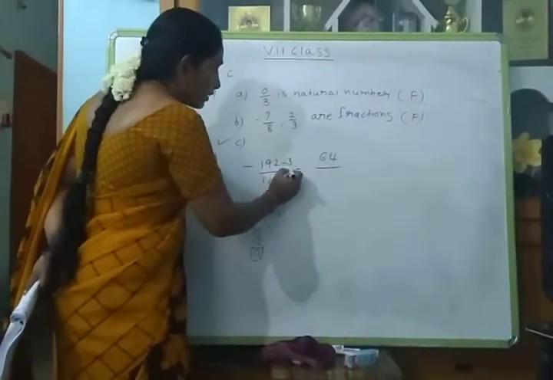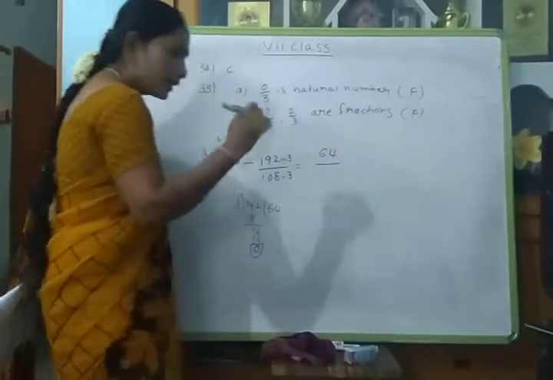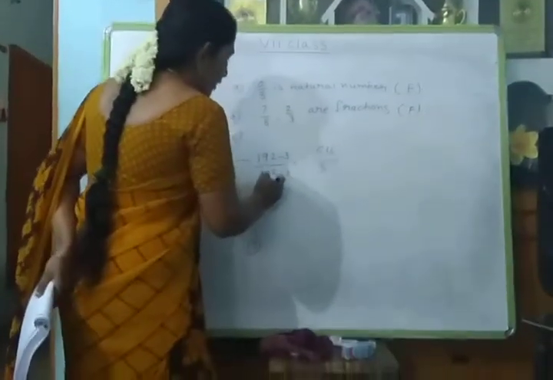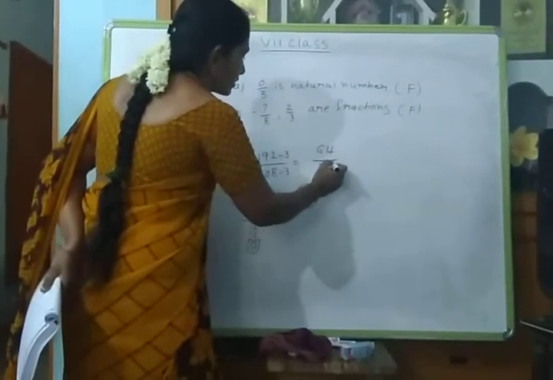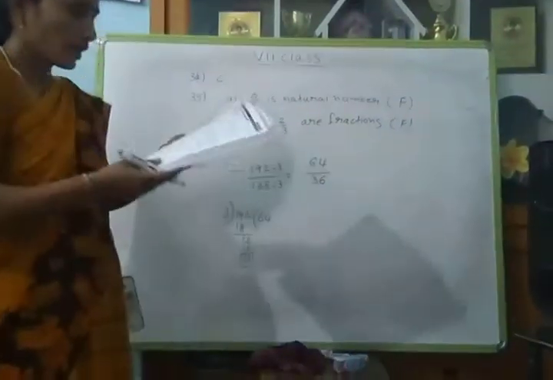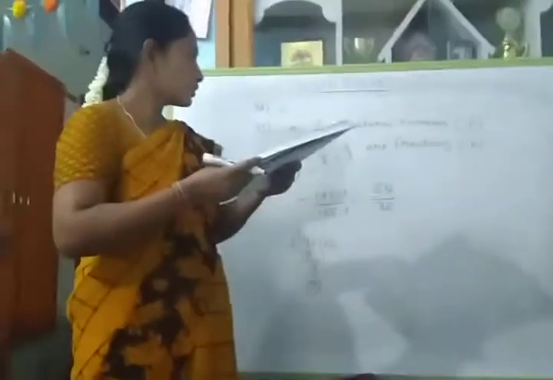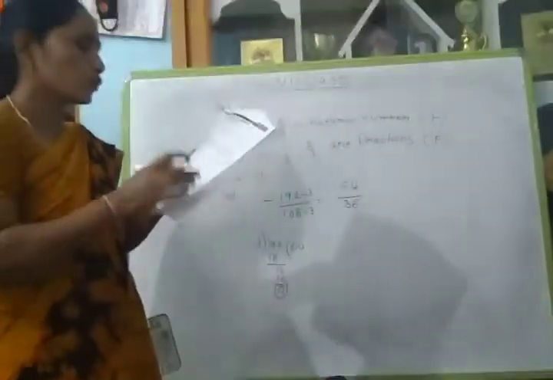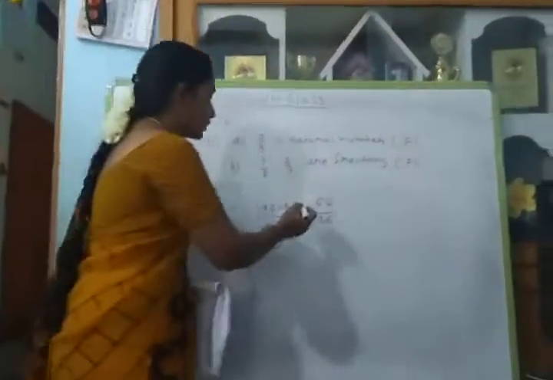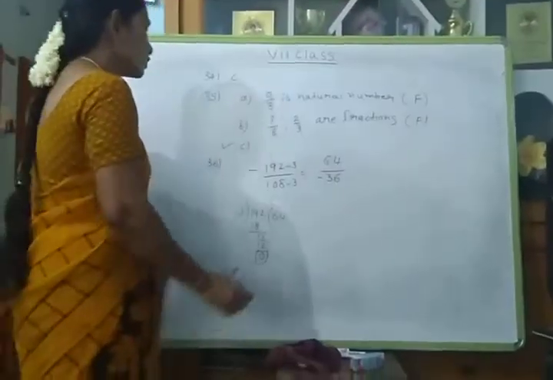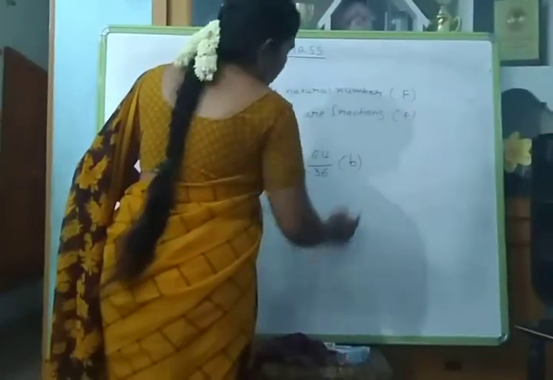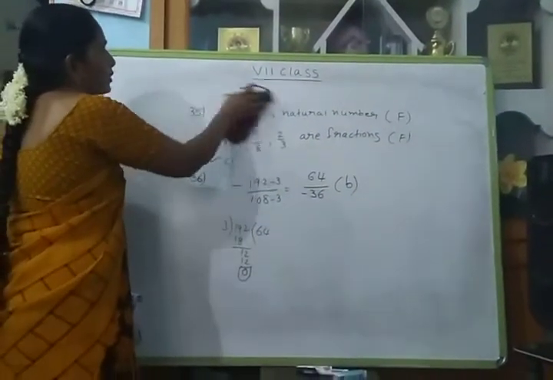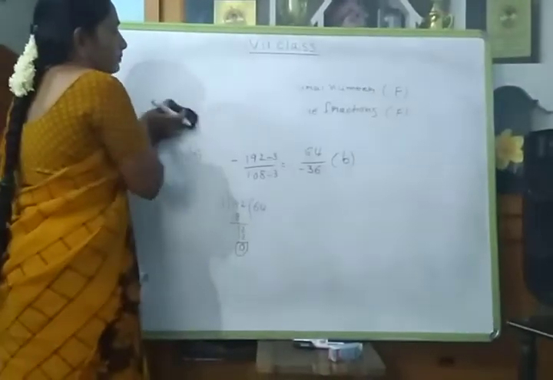Then equivalent means we have to divide the denominator also with the same number. So here the 3 table: 3 3s are 9, 1 remainder, 18, 3 6s are 18. So minus 64/36. Here the numerator they have given is positive, no? So we have to take the denominator negative. So which option is correct, Nana? Option B. 36th one, option B is correct.